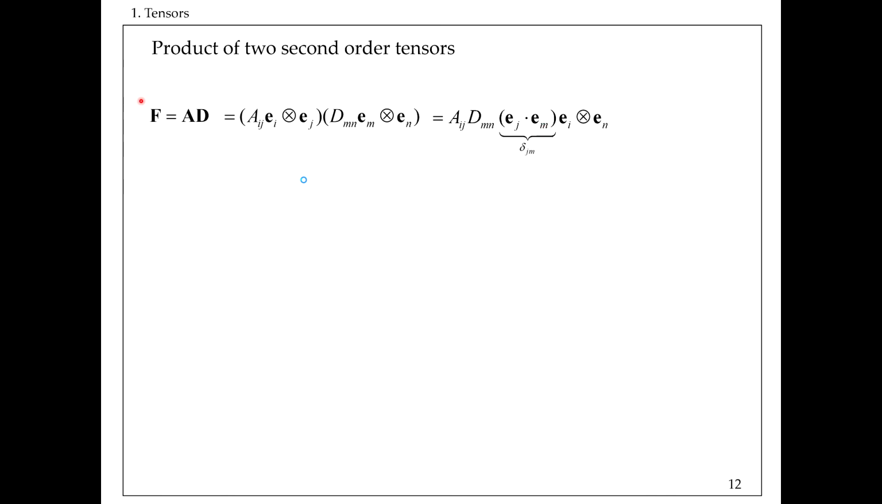So we expected that this multiplication will lead to a second order tensor, and indeed this Ei tensor product En is the basis for the second order tensor, and all that we need to deal with is the components of that second order tensor, Fin. And at the end we expect that the components here will have the indexes i and n to match those of the basis vectors of the dyadic product. Now, Ej dot Em is nothing but the Kronecker delta.